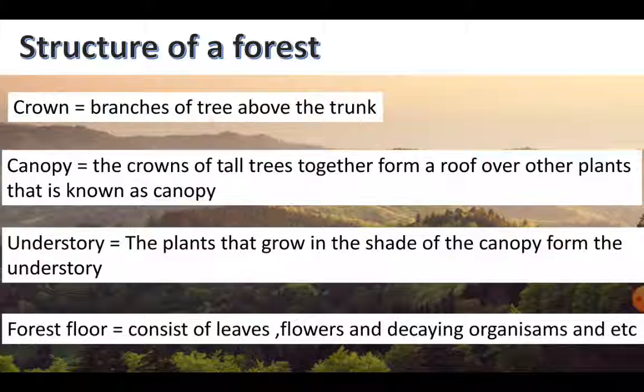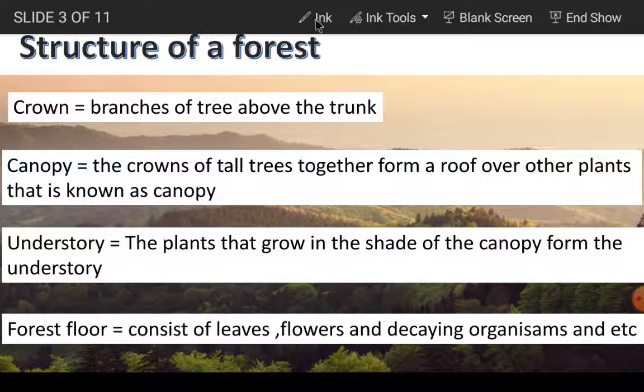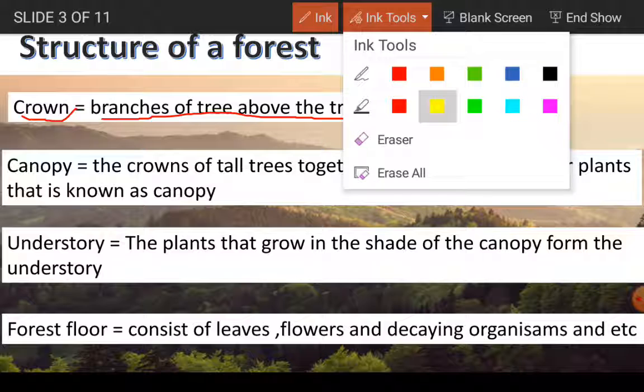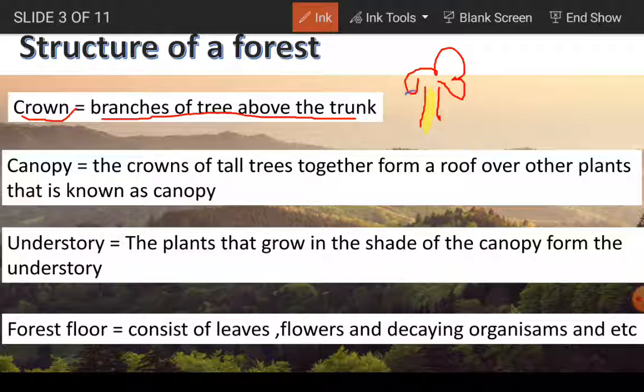All right, so let's come to the structure of forest, which is very important. Crown. Crown, branches of tree above the trunk. Let me draw an image. This is a figure of a tree. I know it's not good. Branches of tree above the trunk. This is trunk. Let me highlight. This area is trunk. So it is saying branches of tree above the trunk. जो above trunk जो branches है, it's talking about that. So this area, this portion is a crown.